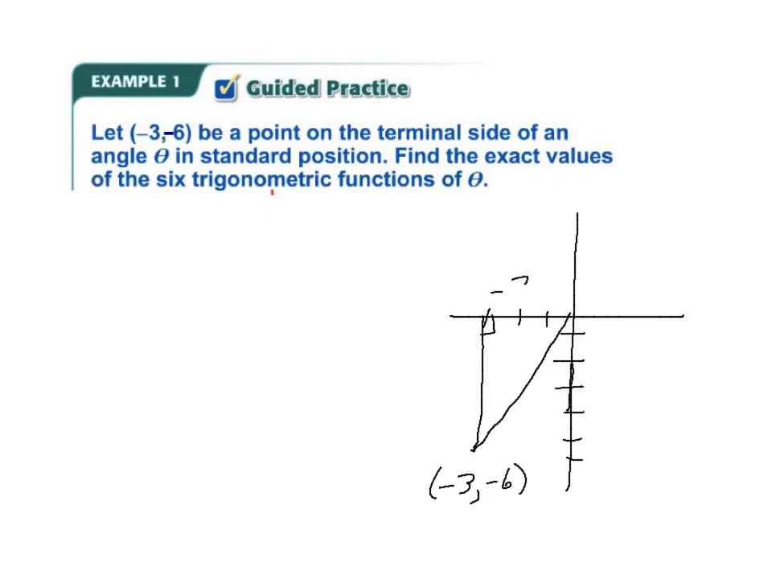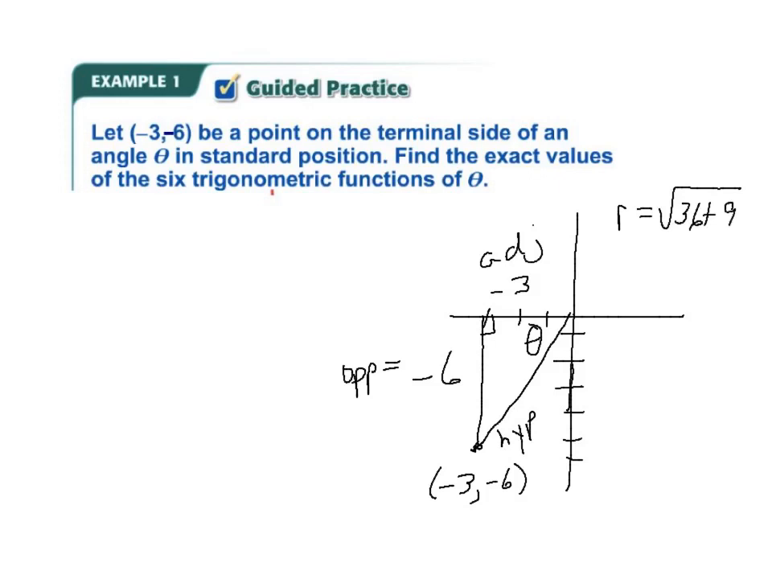We went 3 to the left and 6 down to get to that point, and our theta is always closest to the origin. So this is our opposite. This is our adjacent. And we will find our hypotenuse by doing the Pythagorean theorem. So our hypotenuse we label as r. Our hypotenuse is going to be the square root of 6 squared plus -3 squared, or the square root of 45.